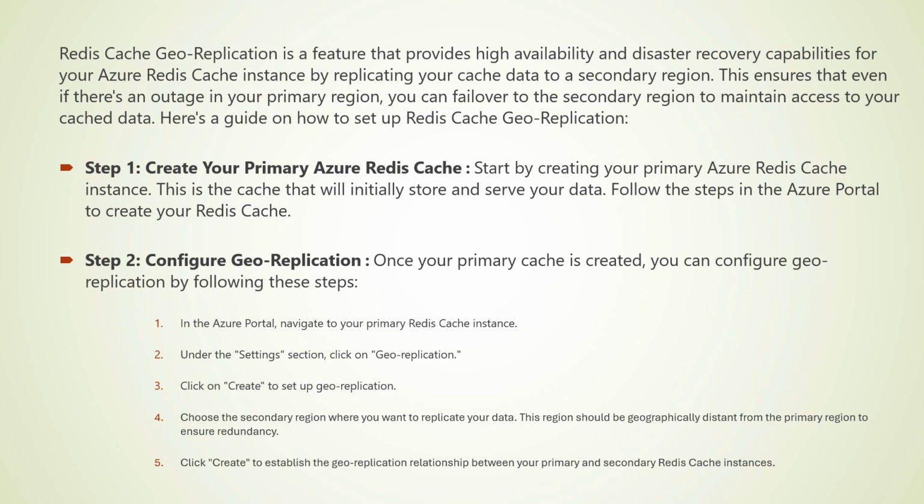In the Azure portal, navigate to your primary Redis cache instance. Under the Settings section, click on Geo-Replication. Click on Create to set up Geo-Replication. Choose the secondary region where you want to replicate your data. This region should be geographically distant from the primary region to ensure redundancy. Click Create to establish the Geo-Replication relationship between your primary and secondary Redis cache instances.